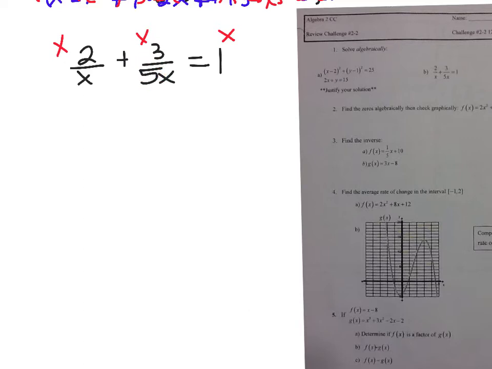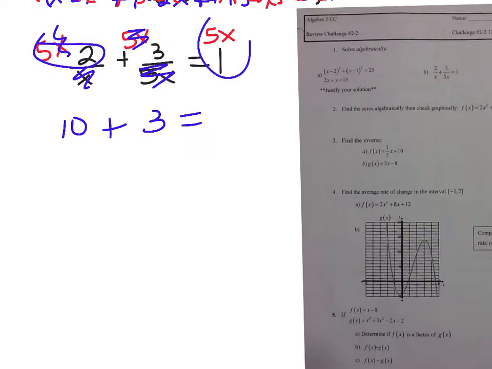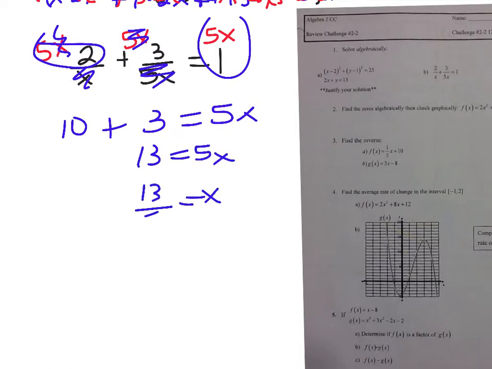That means you have to multiply everything by 5 also. So I'm multiplying by 5x. So x and x reduce, so I'm left with 5 times 2 is 10. Plus 5x and 5x reduce, so I'm left with 3. Equals, nothing reduces here, so I'm left with 5x times 1 is 5x. So 13 is equal to 5x. X is equal to 13 fifths. Okay, next one. 1C.